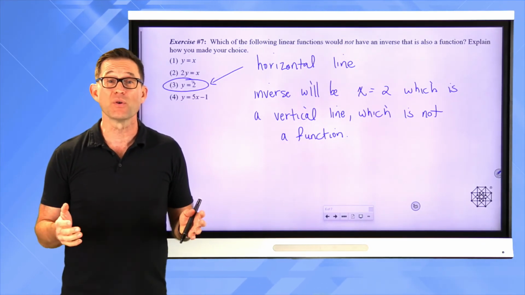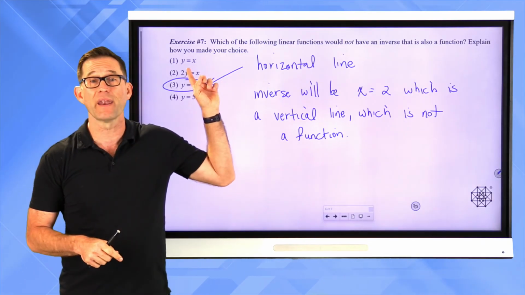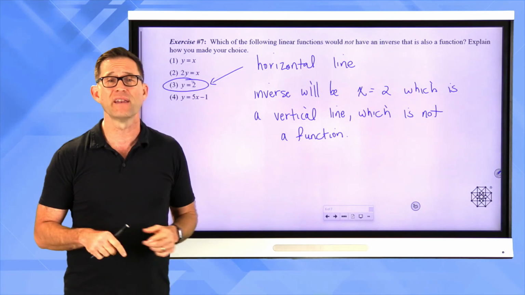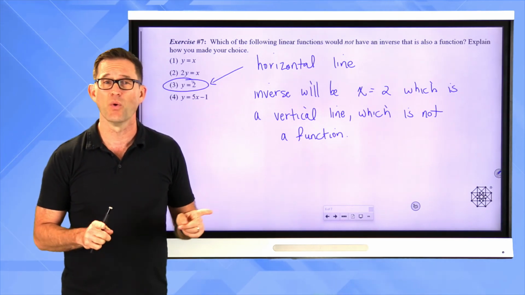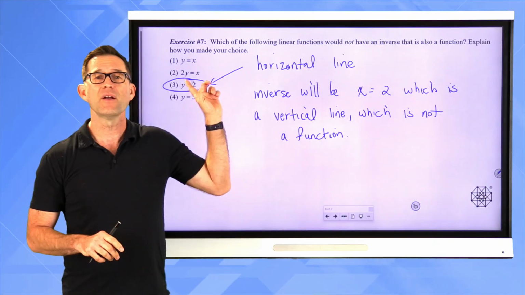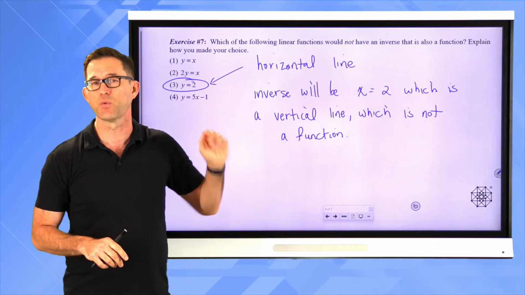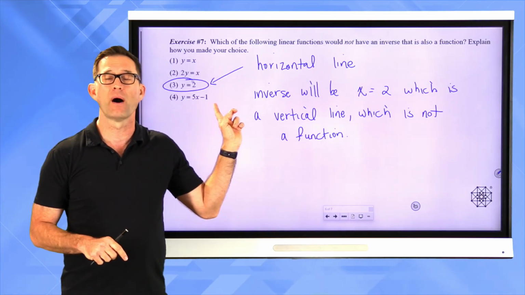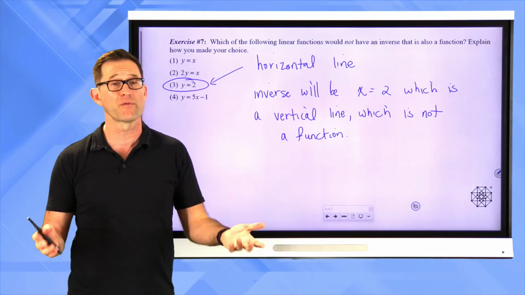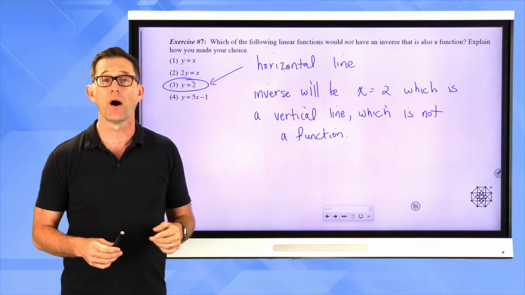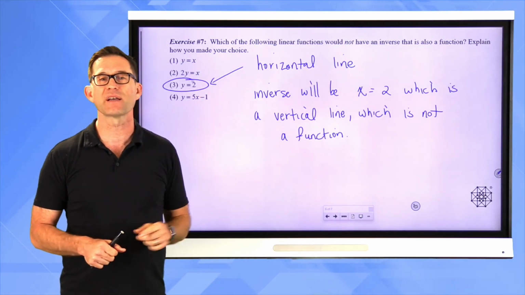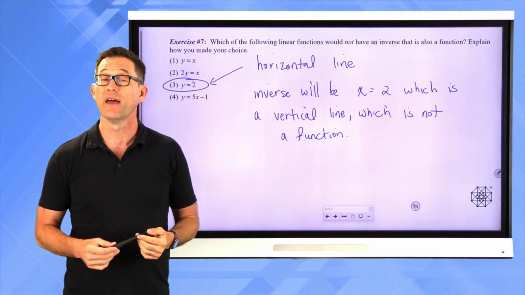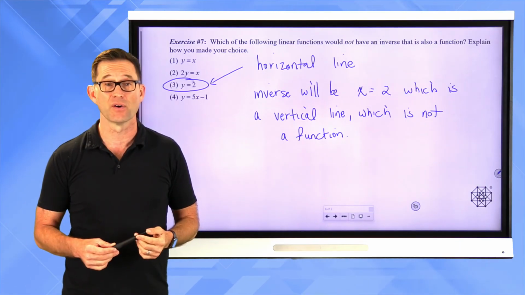But what's really cool is you can almost think about it as, hey, look, if I switched y and x here, I'd get x equals y, which, believe it or not, means y equals x and its inverse are the same function, which is cool, but we're going to leave that there. Here, 2y equals x, we'd have 2x equals y. That's still a perfectly good linear function. And down here, we'd have x equals 5y minus 1, which we could rearrange into a perfectly reasonable linear function as well. But this thing, if I switch x and y, y equals 2 becomes x equals 2, which is a vertical line, and vertical lines are most certainly not functions.